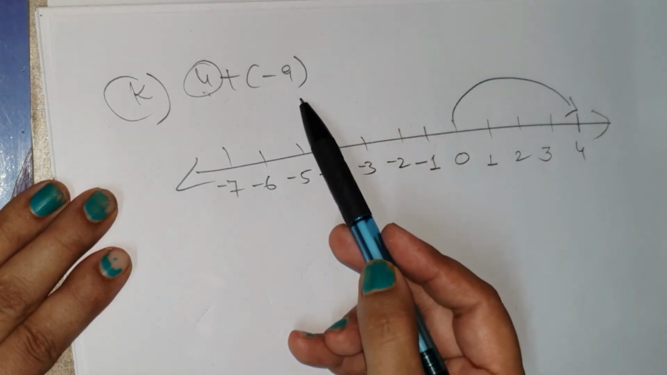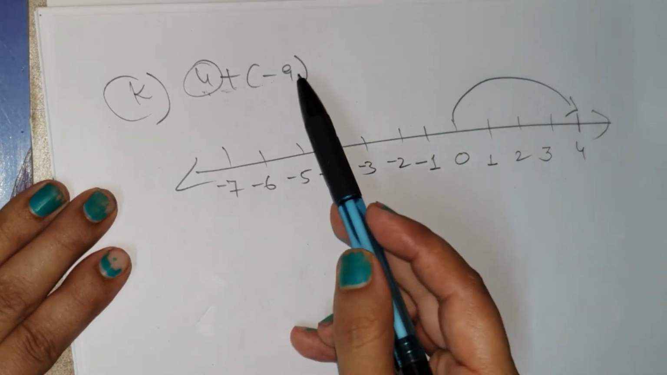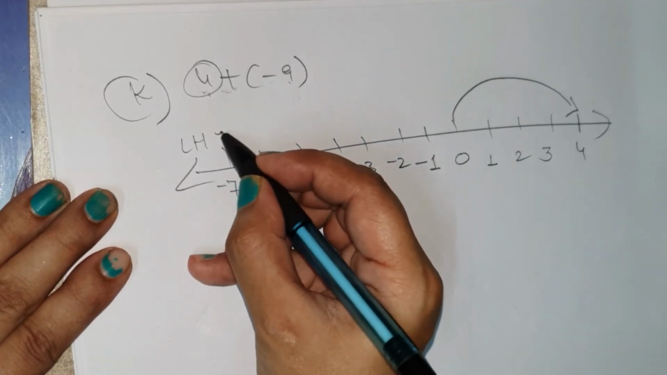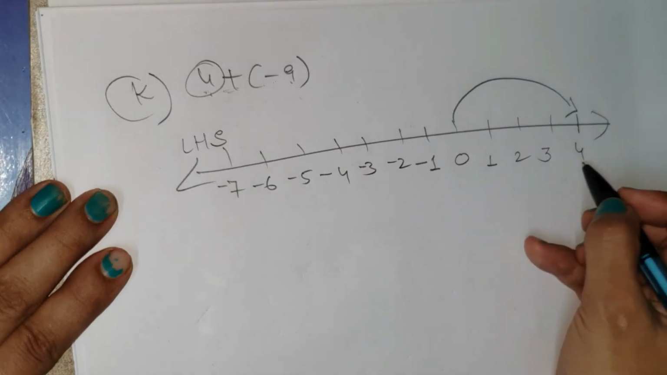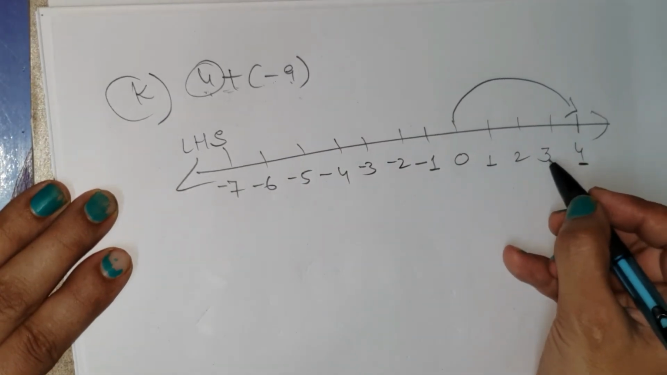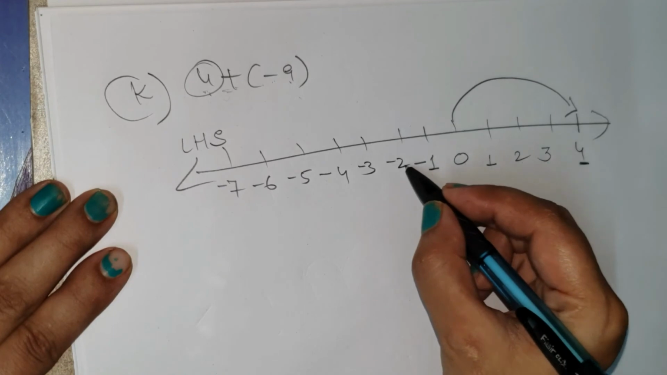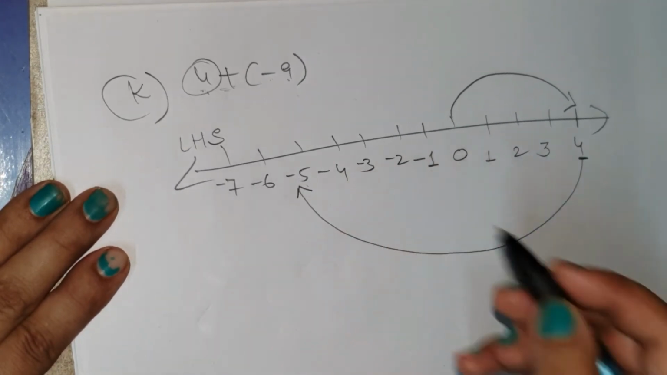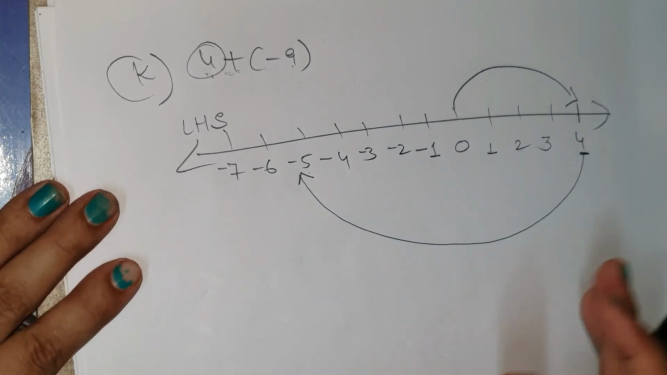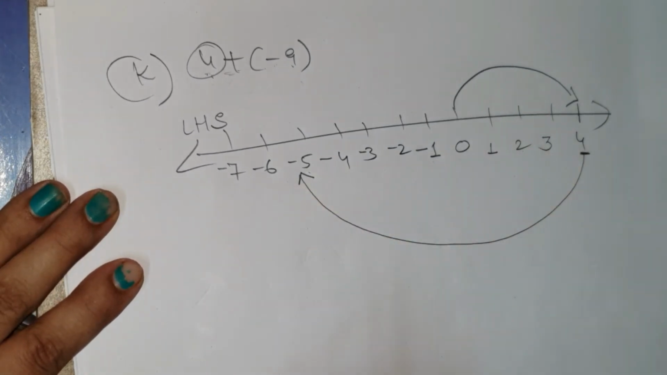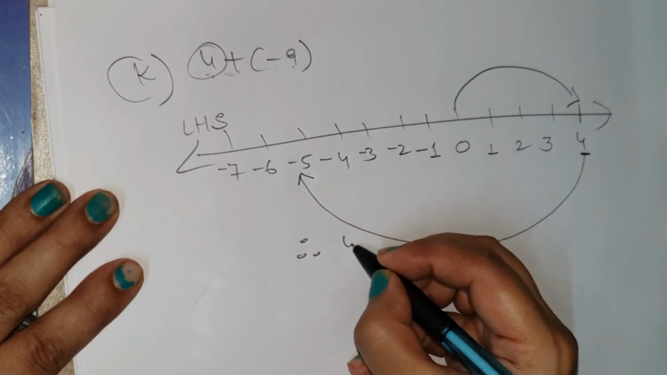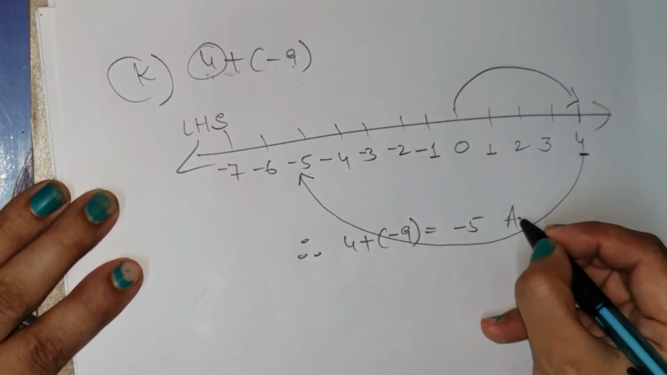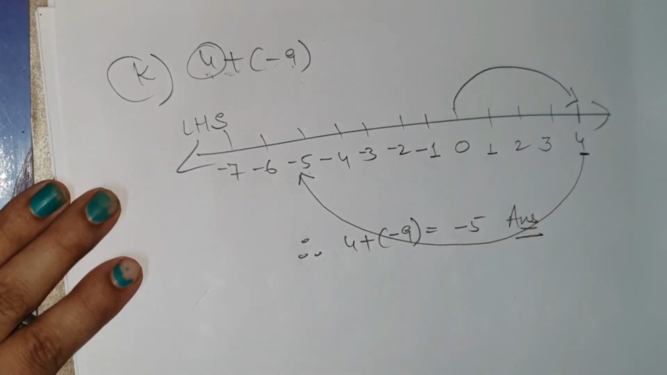Now -9, plus minus is minus. So minus side means left hand side. So I will move towards the left hand side 9 steps. So I will not count 4, I will count from 3. 1, 2, 3, 4, 5, 6, 7, 8, 9. So from 4 I will directly come to -5 after counting the 9 steps towards the left hand side. So therefore the answer will be 4 plus -9 is equal to -5. So this will be the answer of K part.